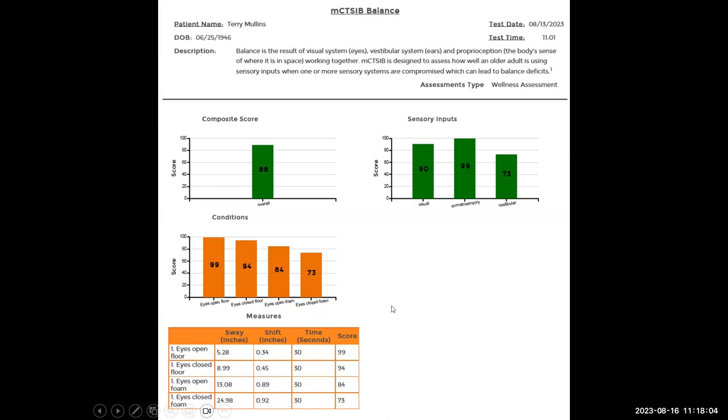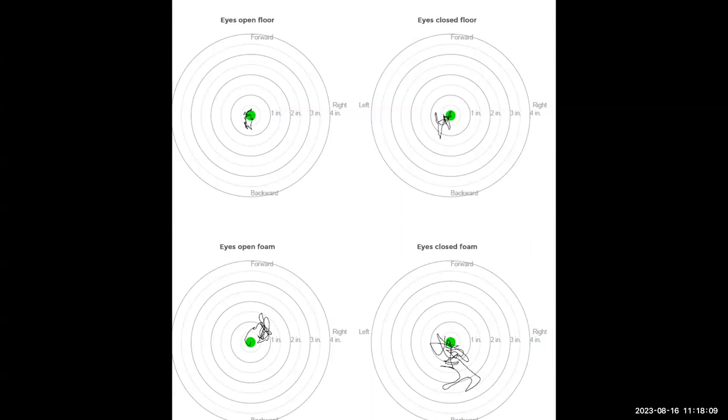The last tracing that it shows, as you could see from the video, it is tracing out which direction they may be shifting or swaying. So this is her tracing from each of her different positions. As you can see, the eyes closed on foam was her weakest category. It's where she swayed and struggled the most. And this gives us important information as clinicians on how we might need to provide a treatment plan for our older adults.